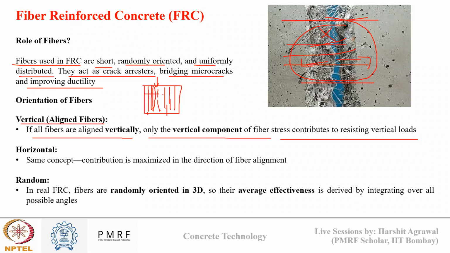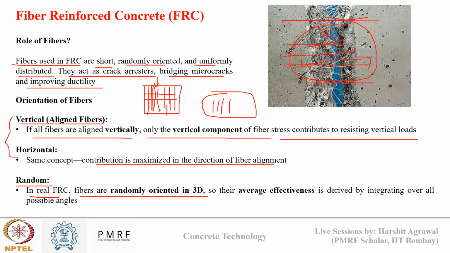If the fibers are horizontal, then the contribution is maximized in the direction of the fiber alignment. Okay, so from these 2 points we can understand that in the direction in which the fiber is aligned, the property of concrete is enhanced. Okay, and random orientation will be like in real fiber reinforced concrete, the fibers are randomly oriented in 3D, so it is very difficult to orient fiber in a particular direction, rather it is random orientation in 3D.